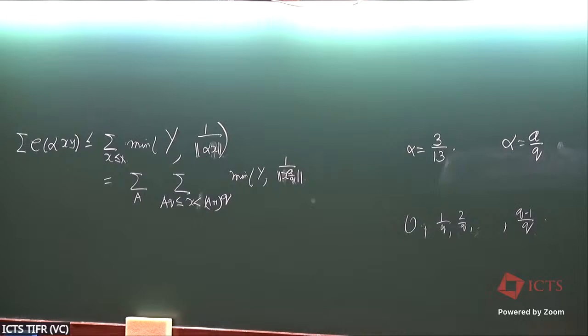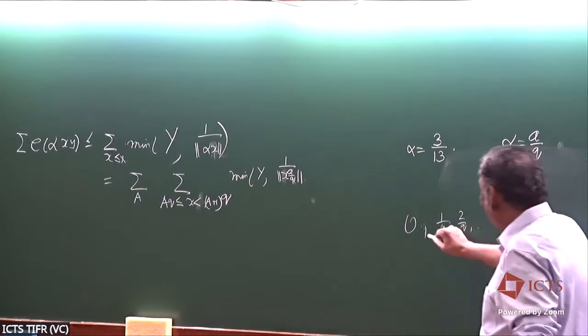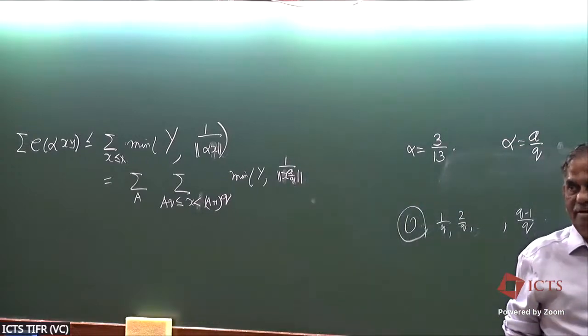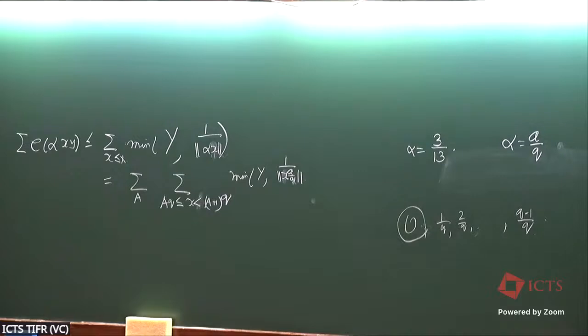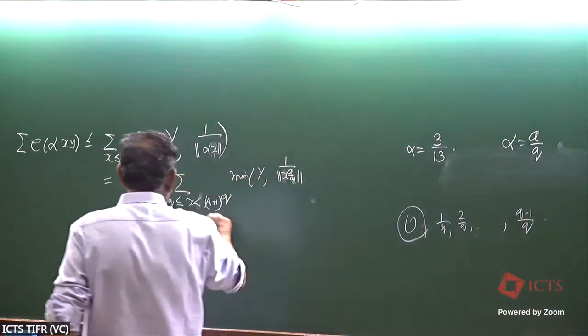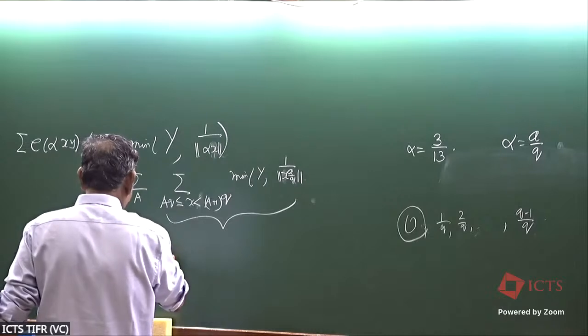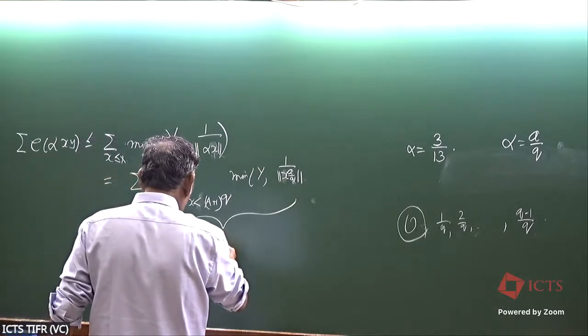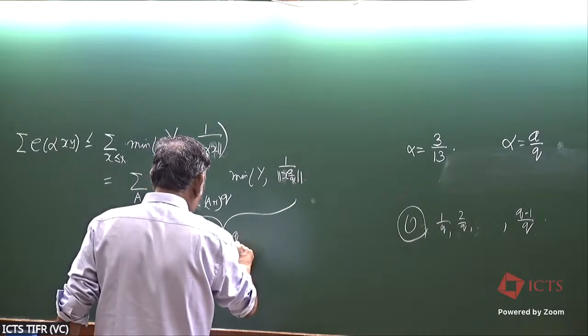And of course, as far as this value is concerned, I am not going to use this. That will become infinity. For that one value, I will take capital Y as the bound. For the rest of the values, I will take this 1 over q, 2 over q, etc. Good. And therefore, consequently, this sum is Y plus q over 1, q over 2, etc.